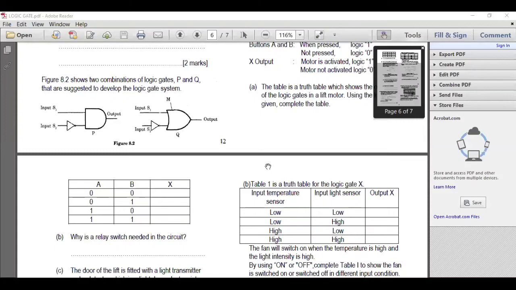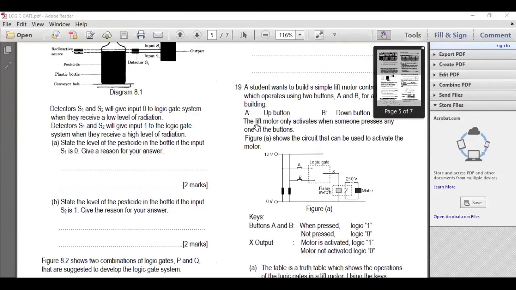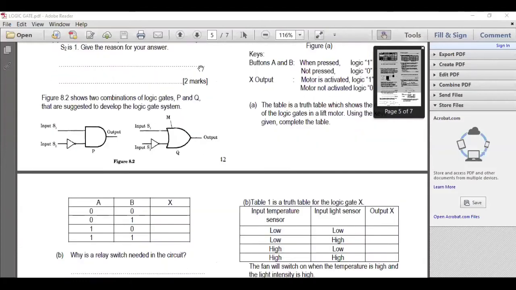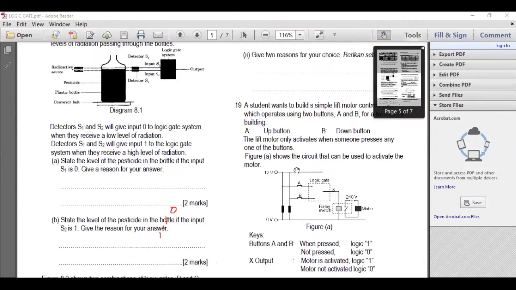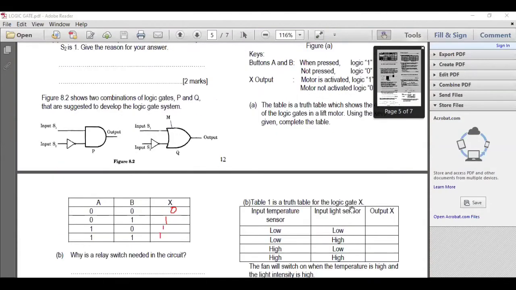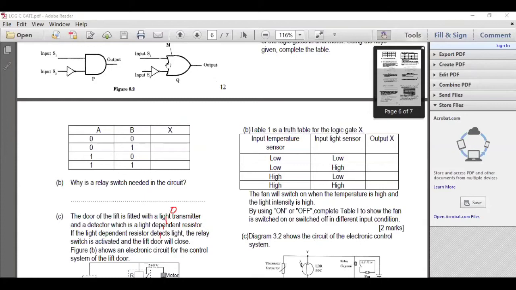Okay, so that means they said the lift motor only activates when someone presses any one of the buttons. So anyone, we already know. That means if you don't press, 0, 0 becomes 0. 0, 1 becomes 1. 1, 0 becomes 1. 1, 1 becomes 1. And then they ask you why a relay switch is required. Same thing, because the motor uses higher voltage.